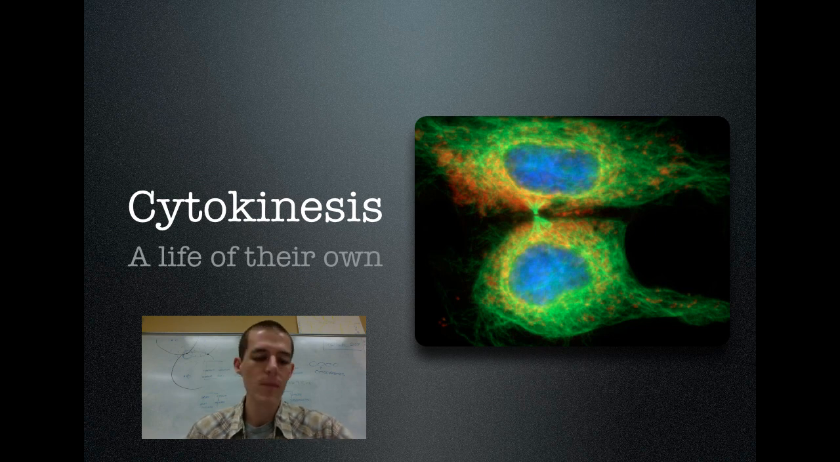This is where you get two cells that essentially have a life of their own. If you notice those blue blobs on the right there, our chromosomes have unwound. They are again a big mass of chromatin. Nuclear envelope has reformed to enclose that genetic material.